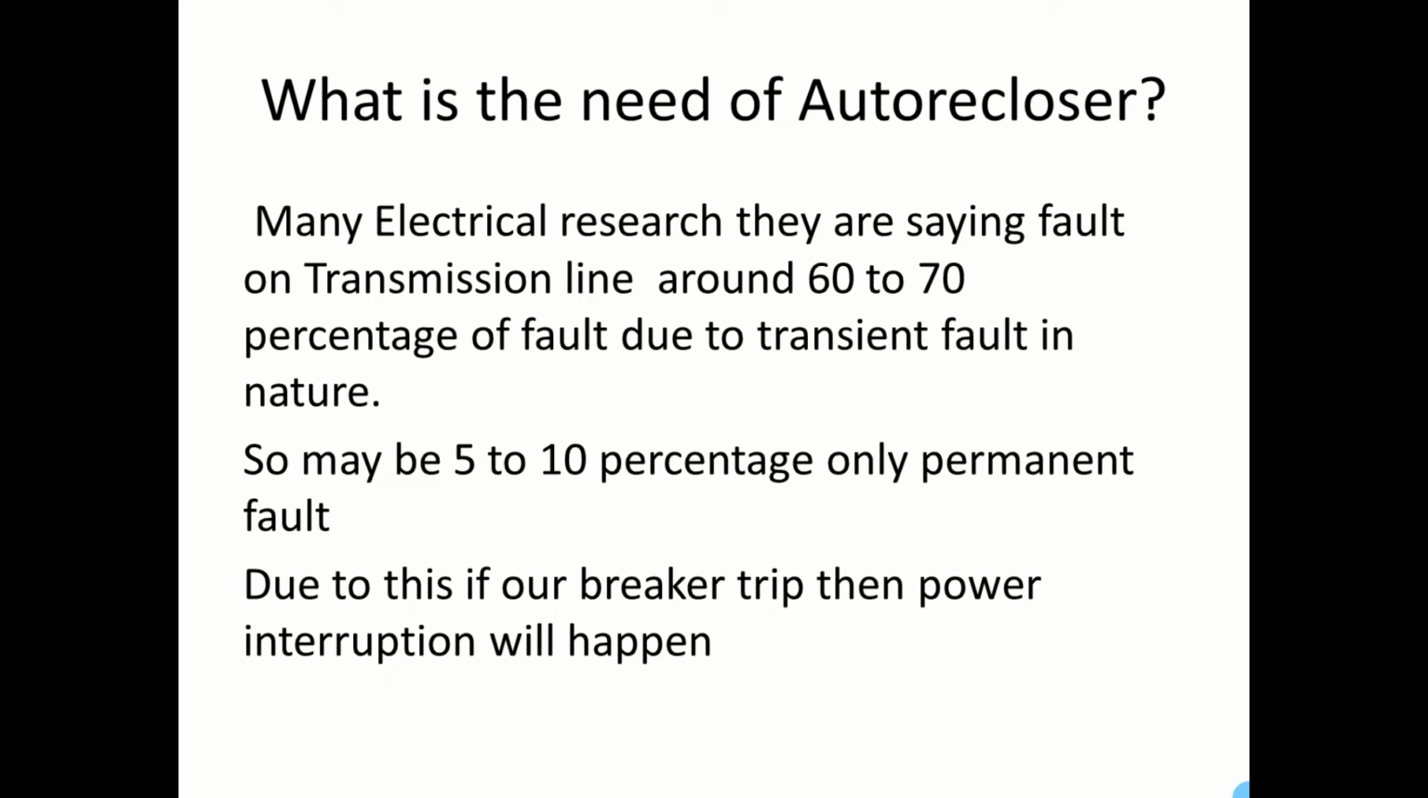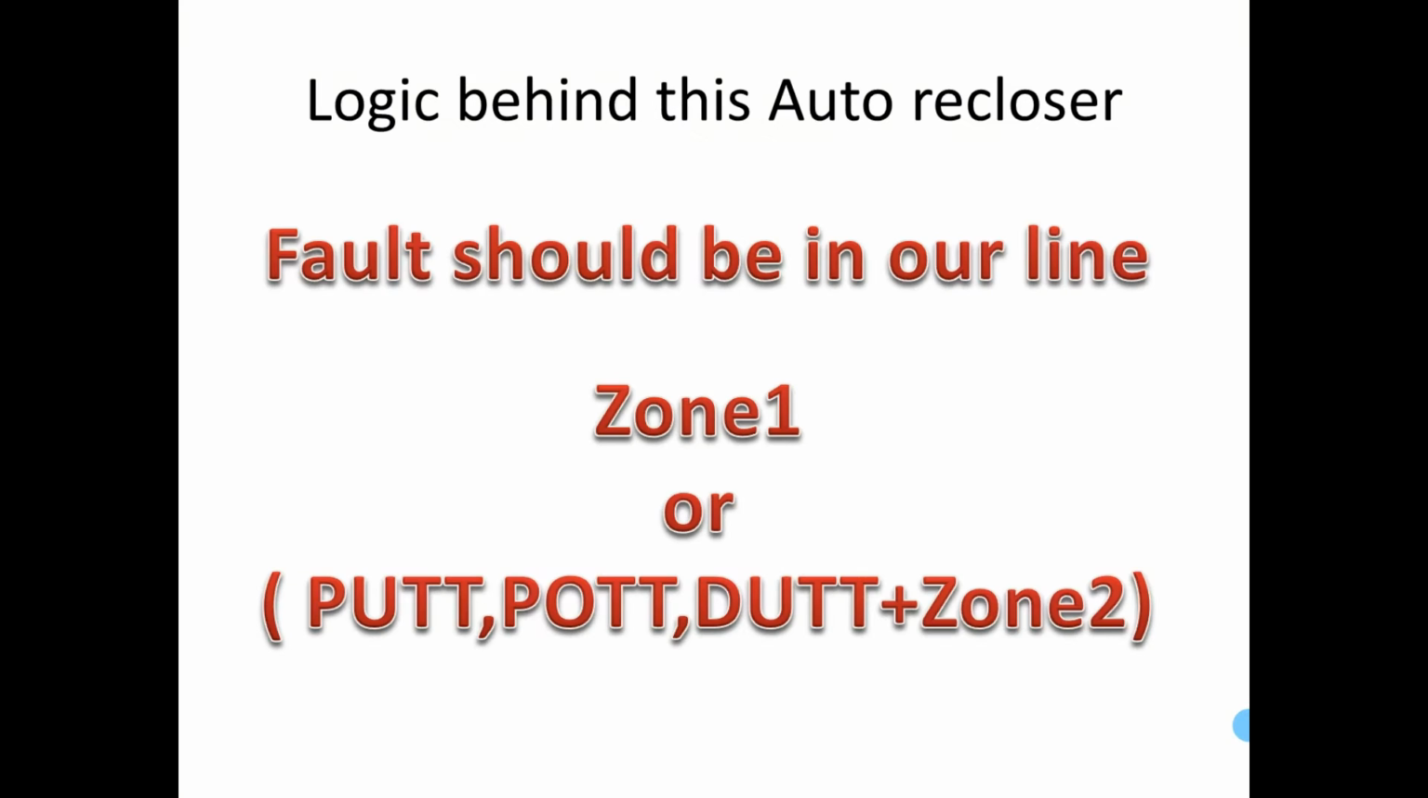Many electrical researchers did research on transmission lines and found that around 60 to 70% of faults are transient in nature. For a transient fault, if our breaker trips, then a power interruption will happen. So in order to avoid this power interruption, we go for AutoRecloser. Even though it is rare, 5 to 10% of faults are permanent. For those, we will get an AutoRecloser attempt, and by limiting the number of closes, we can reduce the power feeding to the permanent fault.